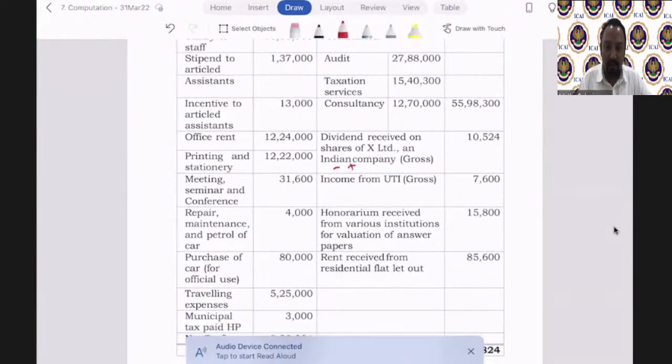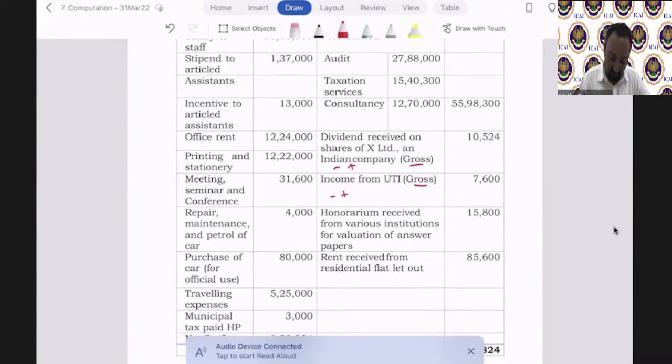Income from UTI gross. So this is also an income from other sources. When I am saying this, there are words like gross, right? So what do you mean by gross? It is before tax deduction. In case the sum uses net, then you will have to know the TDS rate, work backward and then identify it.